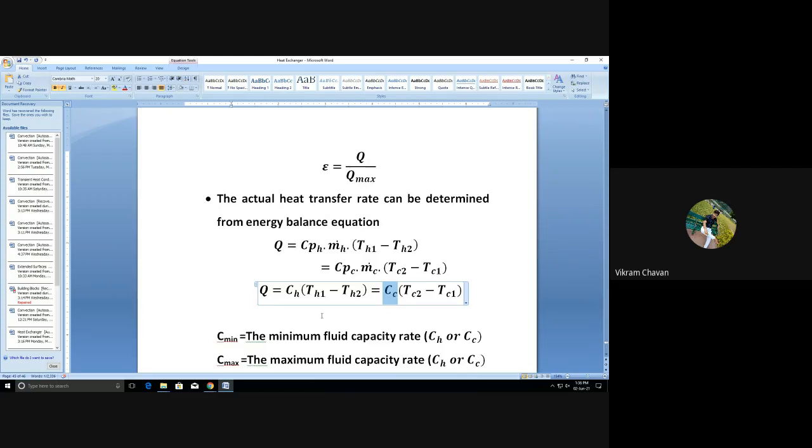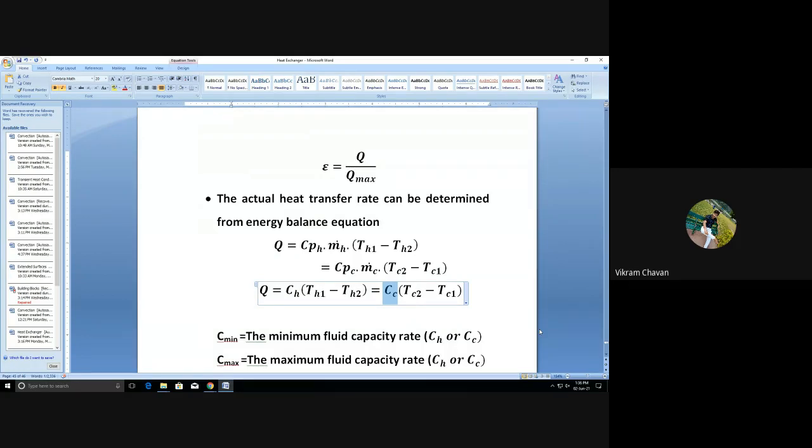Now the most important part of this effectiveness is that we have to compare this CH and CC, that is, the heat capacity rate of the cold fluid and the heat capacity rate of the hot fluid. First of all we have to compare them. Here I am getting C suffix H as 5.5, and C suffix C, the thermal heat capacity of the cold fluid, as 4.